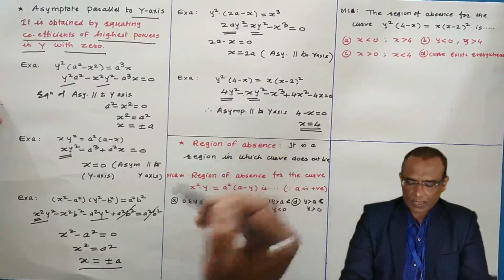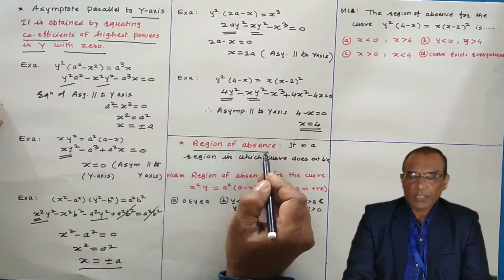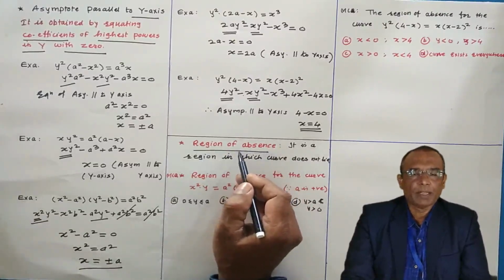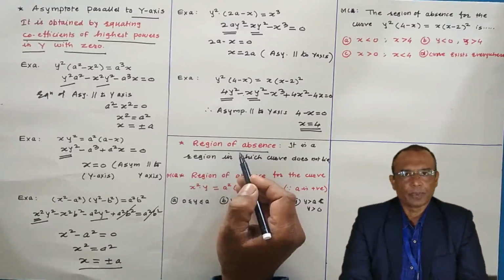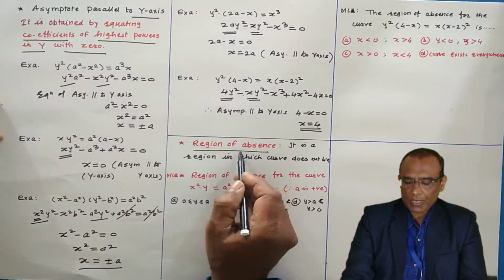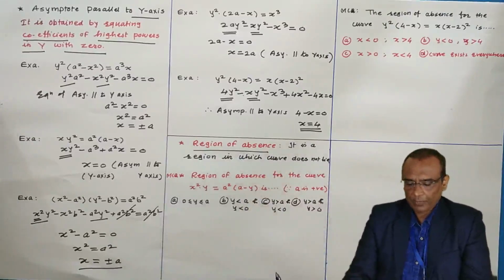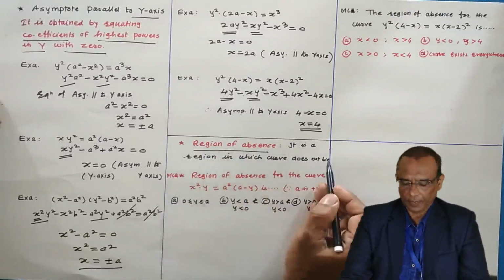The next characteristic is the region of absence, to be given. Region of presence means the region in which the curve lies, and region of absence means the region of the xy plane in which the curve is absent. The region of absence we are going to find. What is the region of absence? It is a region in which the curve does not lie.